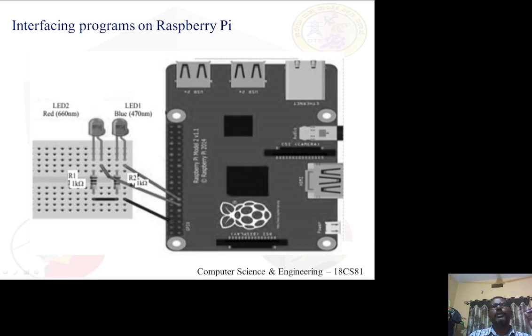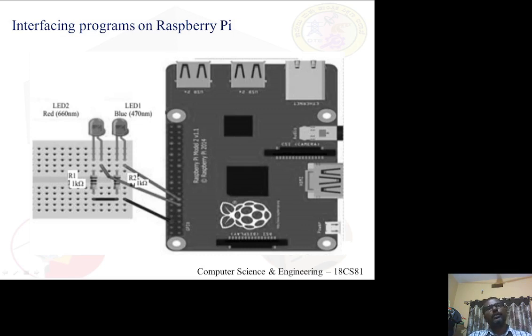The input is whether to turn on or turn off. When these LEDs are given an input, some excess current might be supplied. So to prevent the LEDs from getting damaged, we'll use 1K ohm resistors.